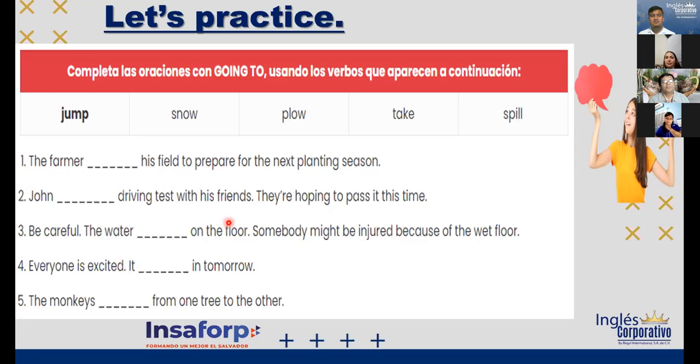Number four. Everyone is excited. It is going to snow tomorrow. Thank you. And the last one. The monkey is going to jump from one tree to the other. In that case, because we're talking about plural, we use are: the monkeys are going to jump from one tree to the other. Okay, thank you very much.